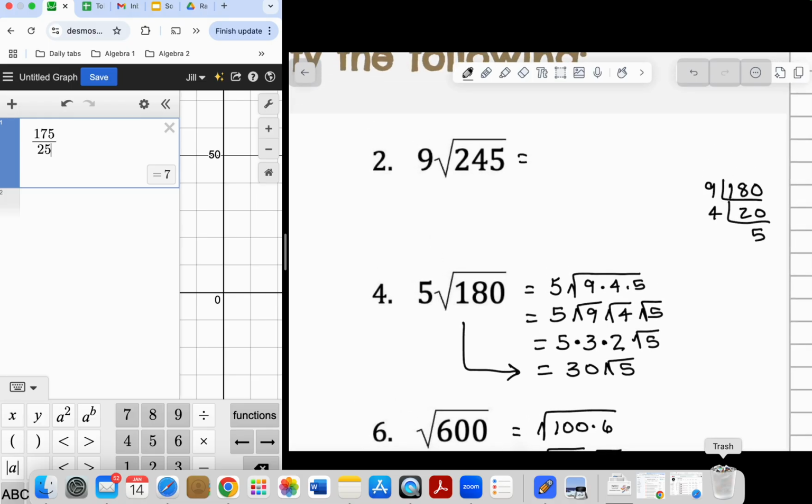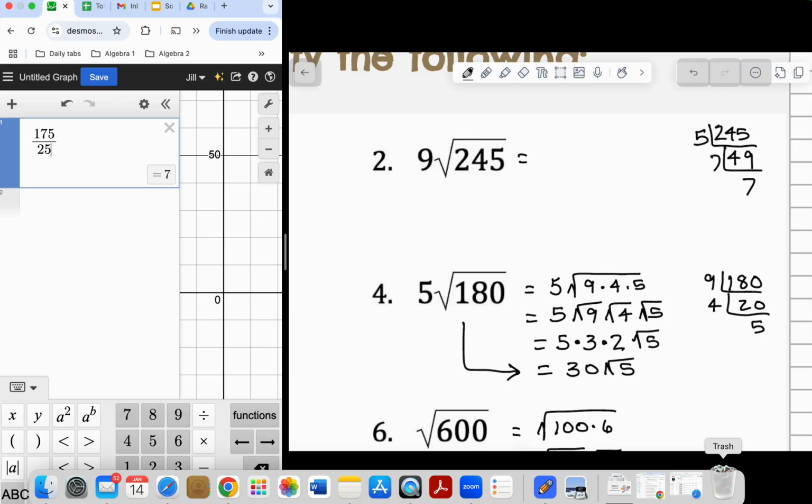And then finally, 9 times the square root of 245. I recognize that 5 will go into 245. So 5 goes into 245 not 81 times, 5 goes into 245 49 times. 49 is a perfect square.